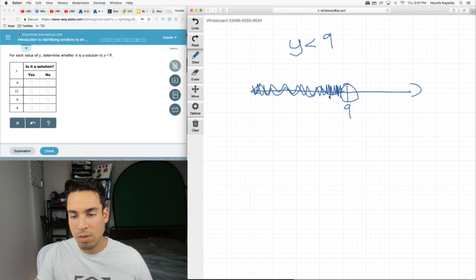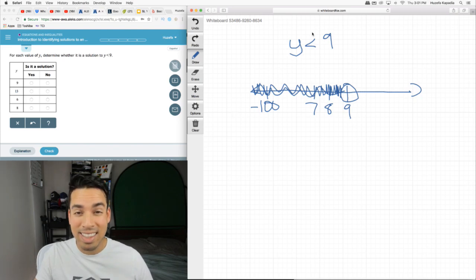So that's how we'd represent it on a number line, which means it could be 8. All the shaded part represents is what it can be. It could be 7, it could be negative 100. It can be anything that's less than 9. So now let's look at these answers. But it cannot be 9 because it says it's less than 9.